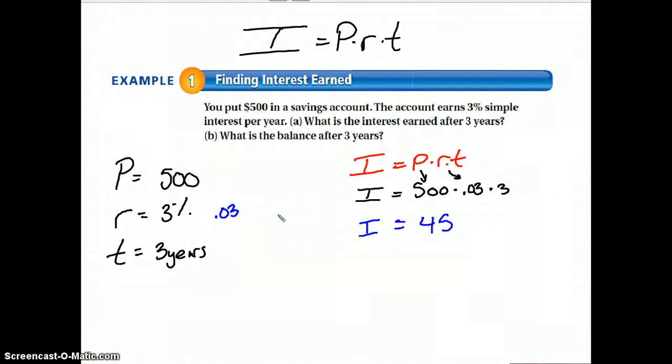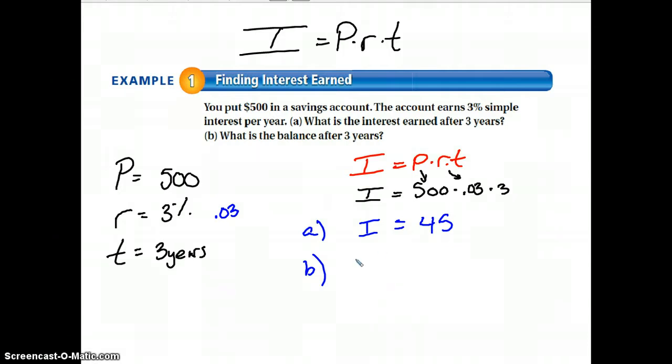You might think, that's not very much. But over time that certainly adds up. So the interest is $45, that's part A. But part B says, what's the balance after 3 years? So the bank is putting that amount of money in for you.